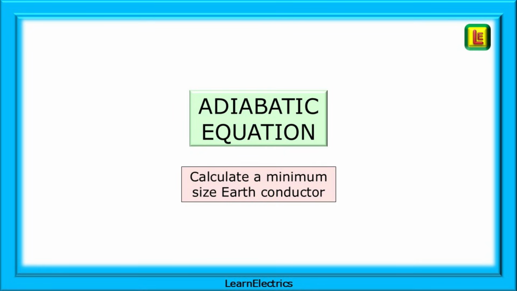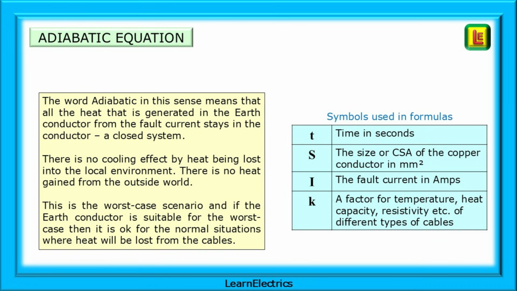We can begin with the adiabatic equations, where we calculate the minimum size of earth conductor required. The word adiabatic in this sense means that all the heat that is generated in the earth conductor from the fault current stays in the conductor, a closed system. There is no cooling effect by heat being lost into the local environment. There is no heat gained from the outside world. This is the worst case scenario, and if the earth conductor is suitable for the worst case, then it is okay for normal situations where heat will be lost from the cables.